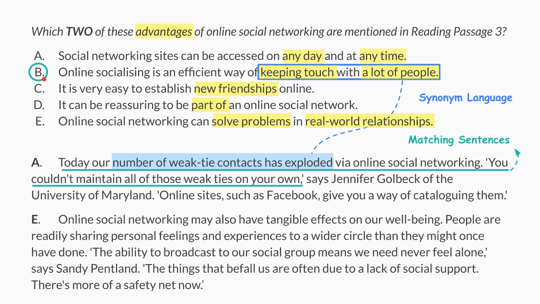Let's look at the next correct answer choice. The next answer choice is going to come from this paragraph. So again, what am I going to do? I'm going to first begin by looking for language that relates to some sort of an advantage. First, I'm looking for some sort of an advantage. Do I see anything here that could be an advantage or an example of an advantage? And here I see it's talking about our well-being. It's talking about how online social networking can have tangible effects on our well-being.